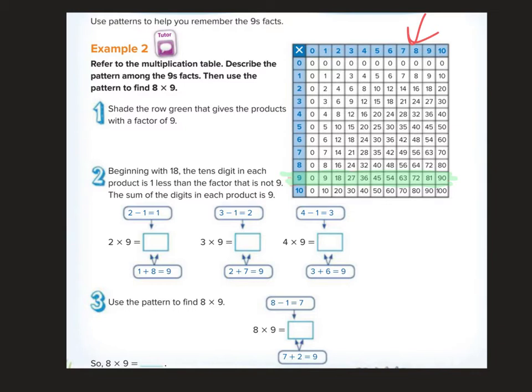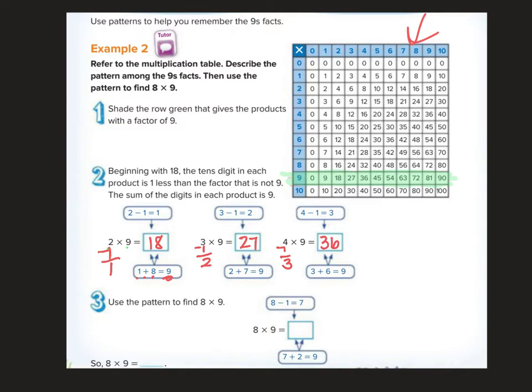Okay, ready? So if I'm going to do 2 times 9, and I take away 1 from the 2, I'd get a 1. 1 plus 8, they're always going to equal 9. So 1 plus what equals 9? It's an 8, 18. 3 minus 1 is 2. 2 plus what makes 9? 2 plus 7 makes 9, 27. 4 minus 1 is 3, so this answer is going to be 30-something. 30 plus what is equal to 9?